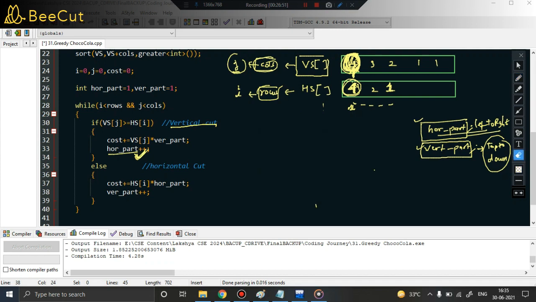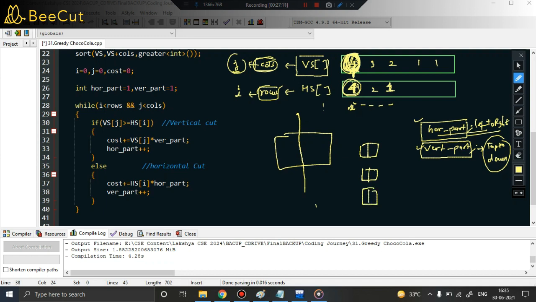If I am cutting the chocolate block vertically, then how many blocks do I have to go through? That means you just see how many blocks are present at that instant from top to bottom. Suppose I have a chocolate block like this, and suppose I have cut it into 2 horizontal slides. Now this is the status of the chocolate bar. Now if you are going to cut along this edge, you will cut this one and this one.